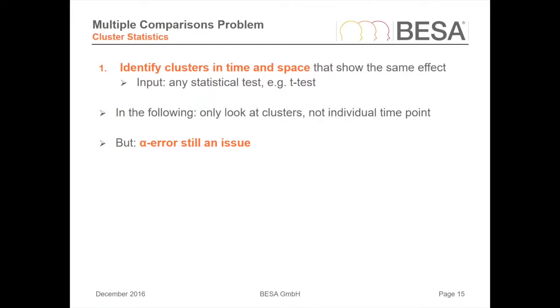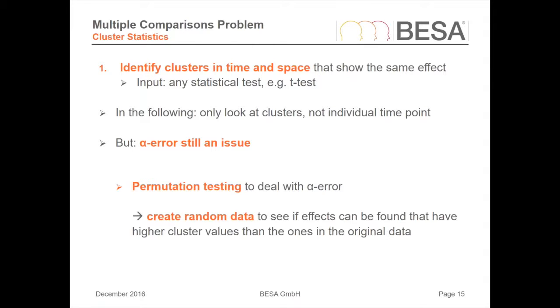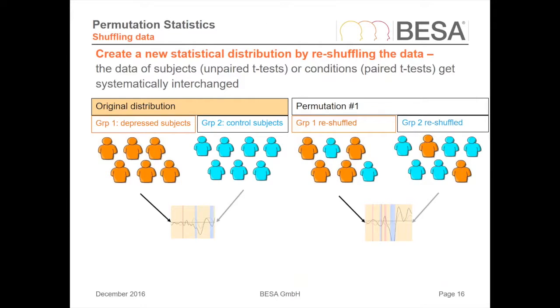Good, so we can now get around the multiple comparisons problem using clusters. But in order to assess the alpha error, we need a statistical distribution for the null hypothesis. We can no longer simply assume that we have a student t-test distribution where we look up the p-value. Instead, we introduce permutation testing to deal with this. So we create random data and perform the cluster analysis on these data too. And this is shown here.